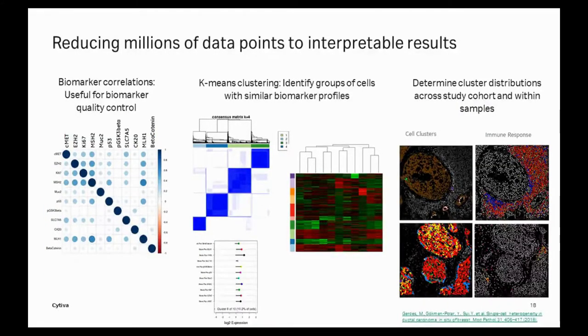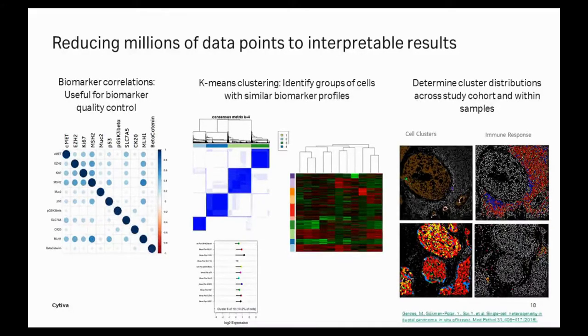And so the next challenge was really reducing these millions of data points, because as you know, in one field of view you have perhaps 3,000 cells depending on the cancer type. Now scale that to 50 or 100 patients if you're working with TMAs, or if you're working with whole tissue sections, you are now in the realm of millions and even close to a billion data points, depending on how many biomarkers. So we developed a lot of different workflows, which we've published on over the years.